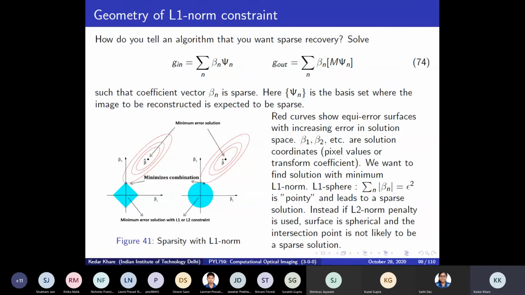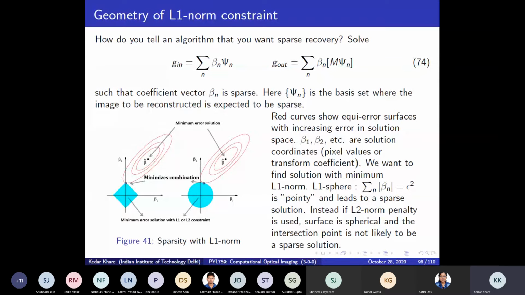Why I want to bring this up is that if you intersect at a vertex, then it is only beta 2 that is non-zero. Beta 1 at this vertex is 0. So the L1 penalty therefore leads to a solution that is sparse in nature. In this diagram, this intersection is a point where the solution is sparse, because beta 1 is 0 there and beta 2 is non-zero.